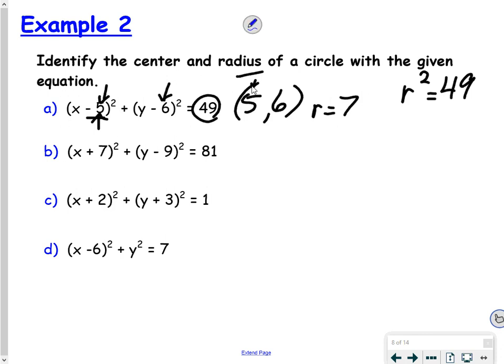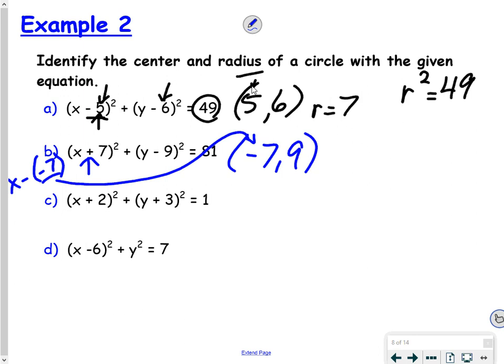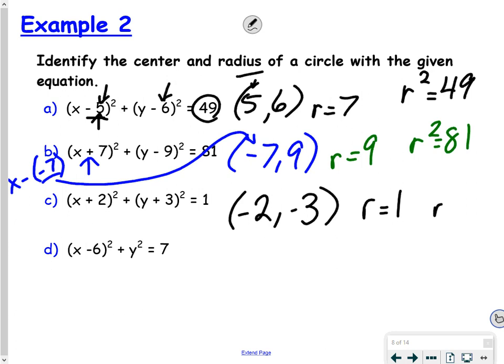If we take a look at B, the center would be (-7, 9). When we see that plus sign, that's x minus a negative value, so that's why it's -7 here. It's the difference between that coordinate and -7. For our radius, if r squared equals 81, r equals 9. If you've got questions about this, please let me know. I'm going to pick up the pace on these last two. The center for the next one is (-2, -3). The radius is 1. In that case, r squared equals 1, and the square root of 1 is 1.